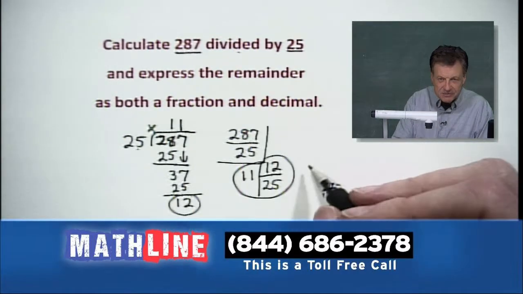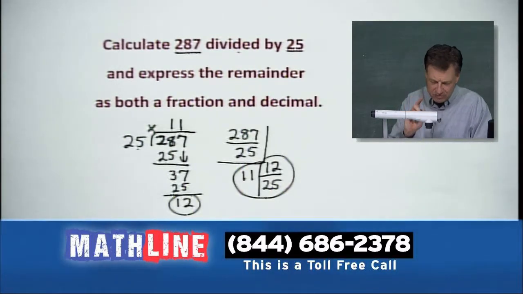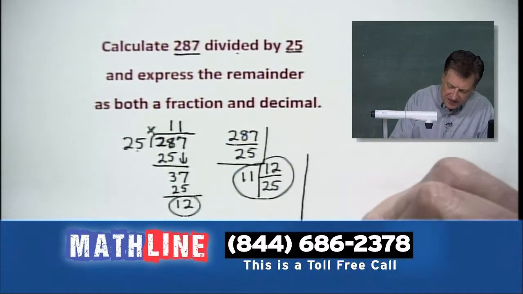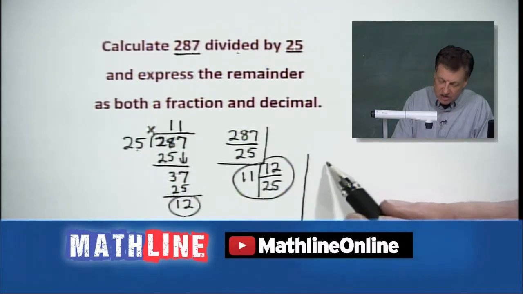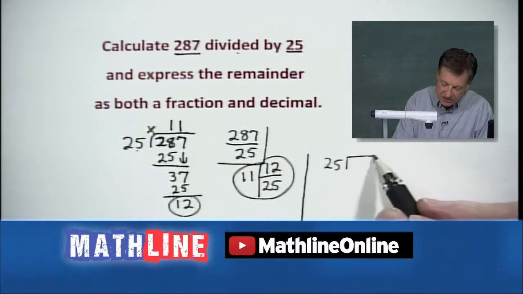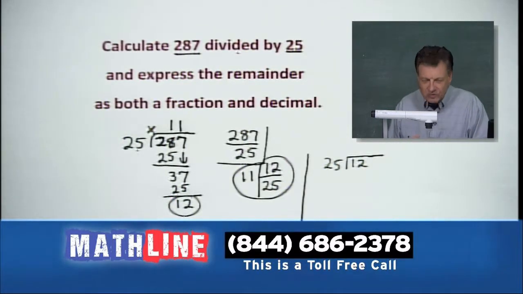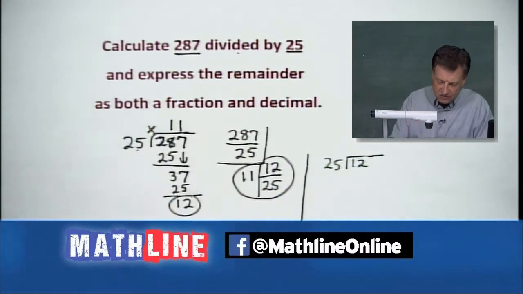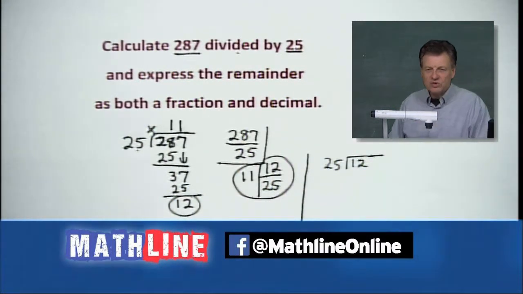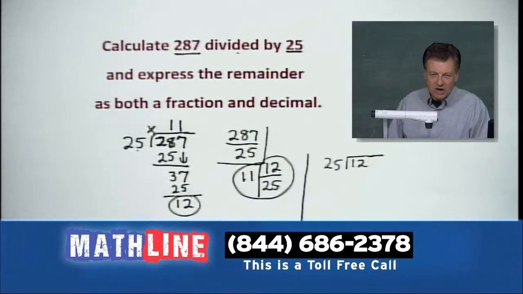Now, let's play the decimal. Remember I said it will come out even. I promised you it would. Now, this time, we are going to say 25 divided into 12. And yes, 25 is bigger. But remember, that's what we're talking about. Forget about the 11. 11 doesn't count for us right now. We're looking at what's going on with 12 over 25. That's all we need to worry about.